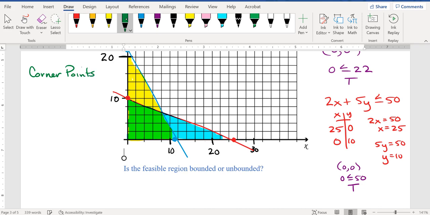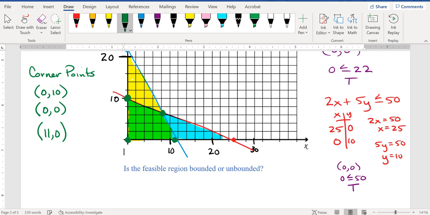Where do these lines intersect? Okay, the corner points of my feasible region: I have the point 0, 10. I have the point 0, 0. I have the point 11, 0. And I have this point.